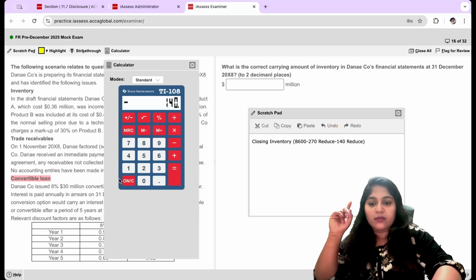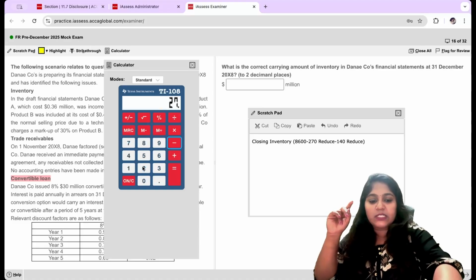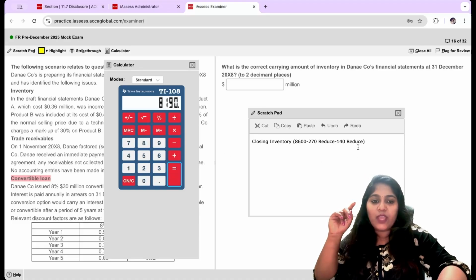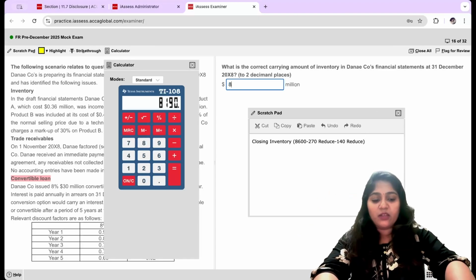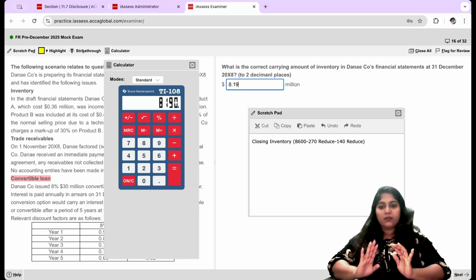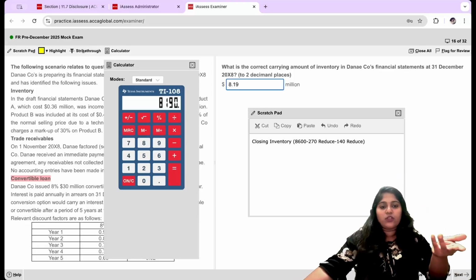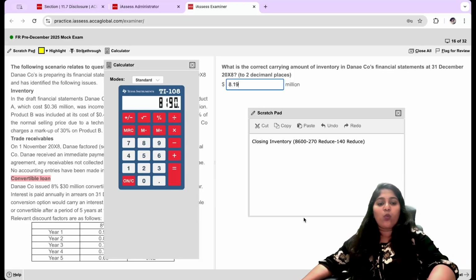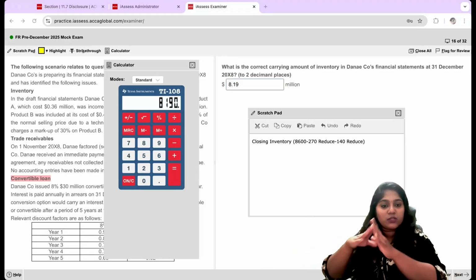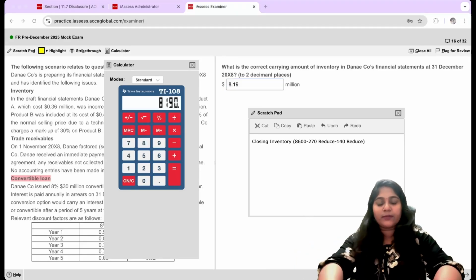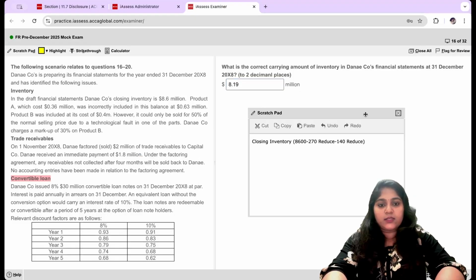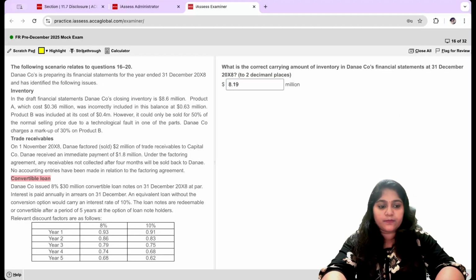If I do the whole calculation, I should have a value of inventory of 8.6 million minus 270 minus 140. So that should give me a value of $8,190,000. They've clearly said it should be in decimals, so 8.19 million. I'm just removing the thousands; if you divide by 1000, you should get the same answer. 8.19 million should be the answer for this question. Great. Let's move to the next bit.